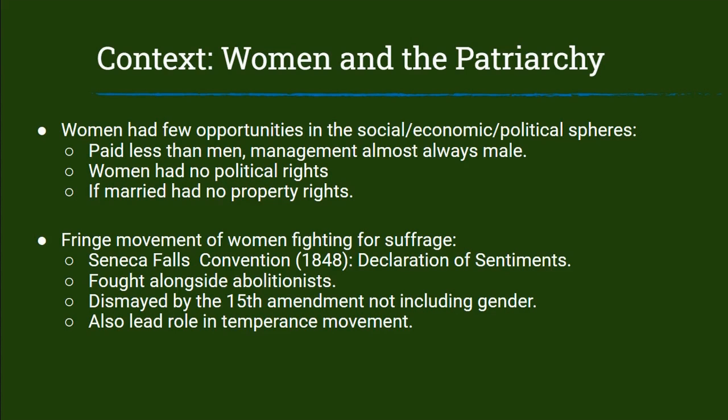Suffragettes also fought alongside abolitionists who believed that freedom and political rights were a universal fight. However, they were dismayed when the 15th Amendment, guaranteeing the right to vote could not be denied based on race, did not include a provision on gender as well. Also, throughout the 1800s, women were leading the temperance movement to limit alcohol use and abuse.